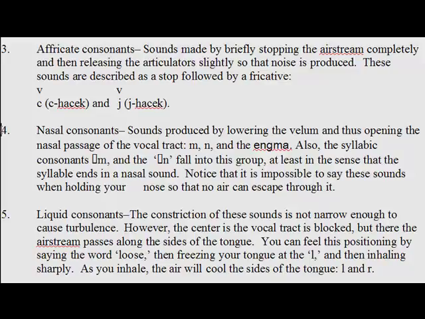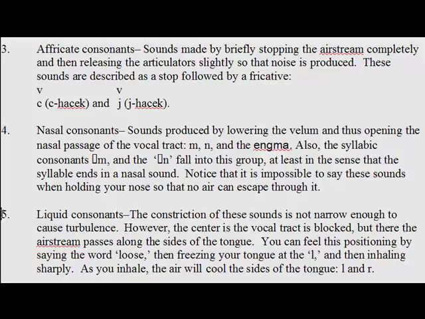Notice, it's actually impossible to say these sounds when holding your nose so that no air can escape through it. I mean, try this for a minute. Say the word mom. Hold your nose. Mom. You notice how you can't pronounce that word correctly because the air needs to go through the nose in order to be able to produce that one.